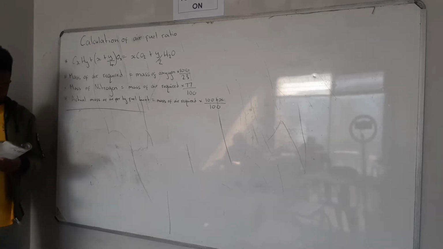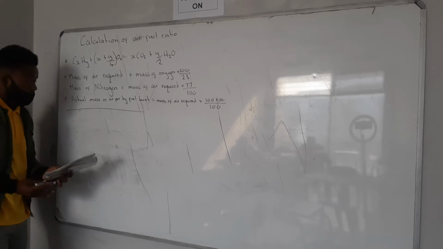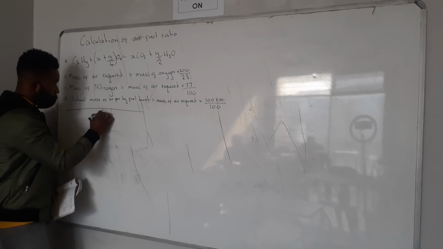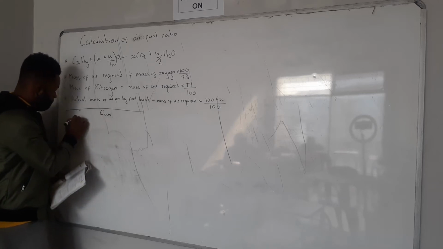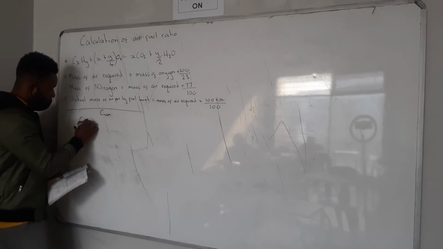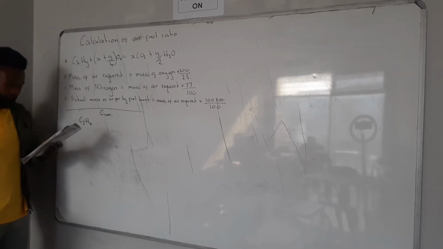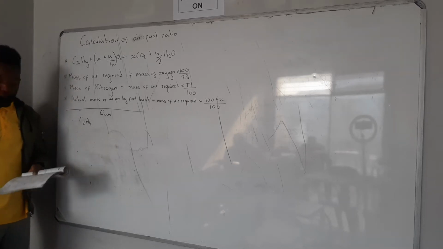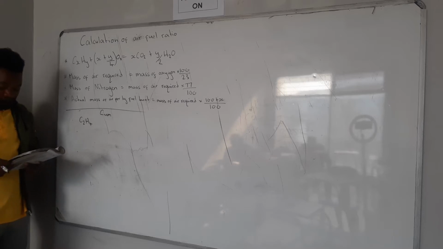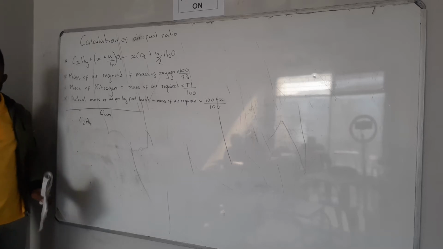They're saying find the mass of air required, né? To burn completely 1 kilogram of ethene. I'm given C2H4, né? Okay, and then they're also saying find the products of the combustion, né? They're saying the air contains 23% oxygen by mass, né?